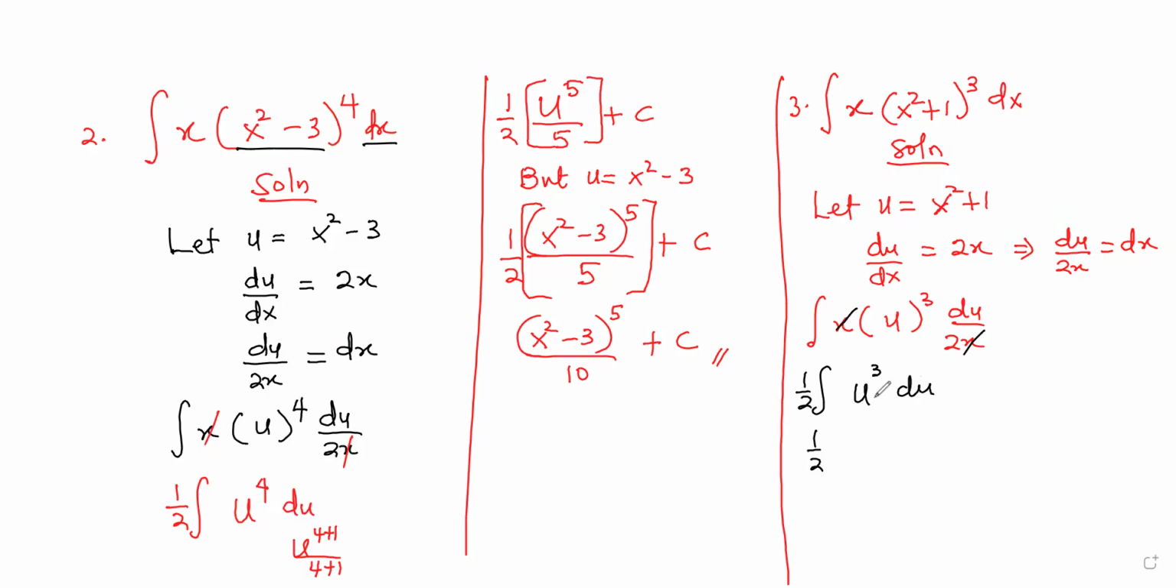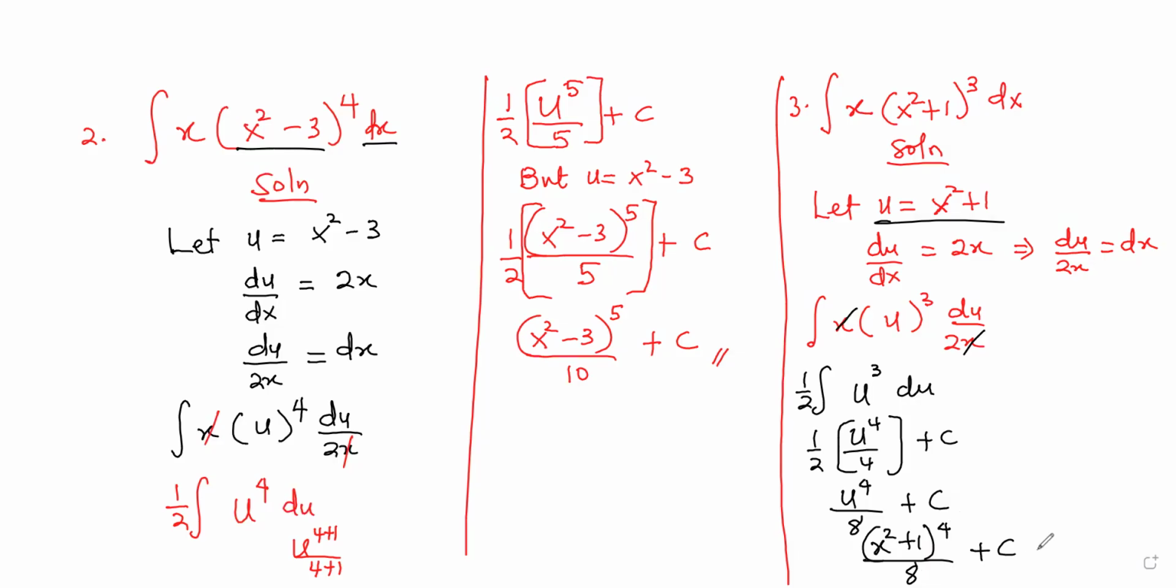So when you integrate u cubed, you're going to have u^4 divided by 4, plus your constant of integration. So this is going to give you u^4 divided by 2 times 4, which is 8, plus c. But your u is x squared plus 1. So wherever you see u, you put your (x squared plus 1) raised to the power 4 divided by 8, plus your constant of integration. So this is how we solve integration questions by substitution.